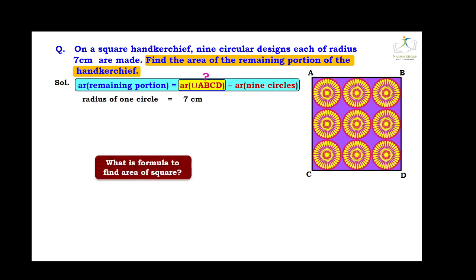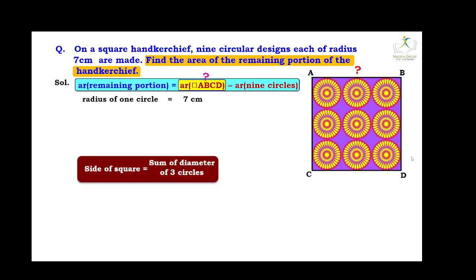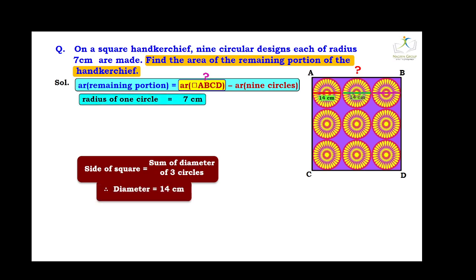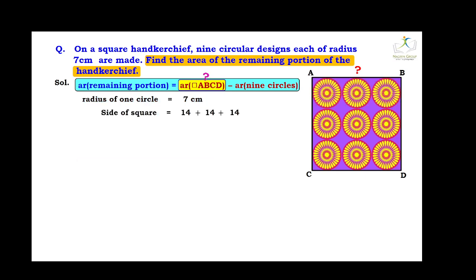How to find the area of square? Side squared. So what is your side? No, the side is not given. Here only the radius of the 9 circles. So radius 7 means diameter 14. 3 circles are there, so 3 times 14 should be added. If you add 3 diameters of the circle, that is the side of the square. So radius is 7, diameter is 14. Add 14 3 times, that will give your side of the square. So here we find the side of the square is 42. So 42 squared will be the answer for the area of the square.